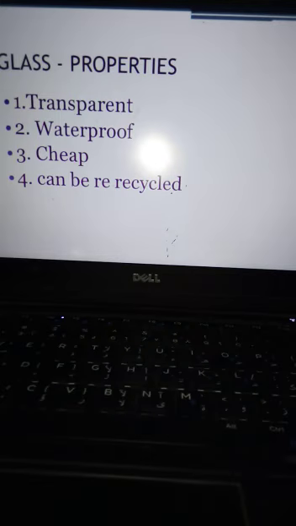It is cheap. It's economical to use. It can be recycled. It can be molded in many shapes. One of the disadvantages of glass is that it is hard and can break easily.